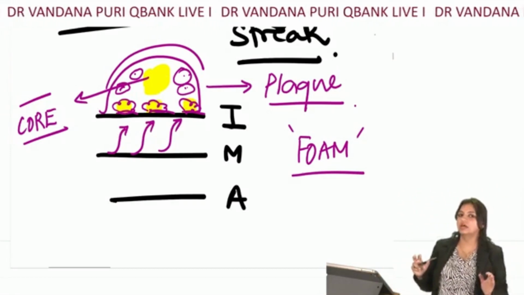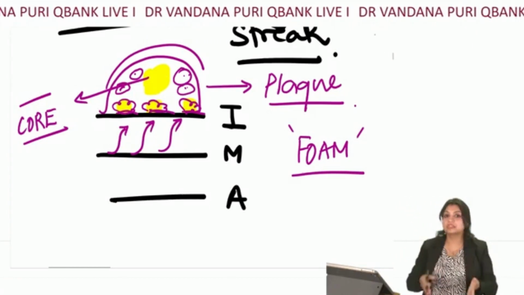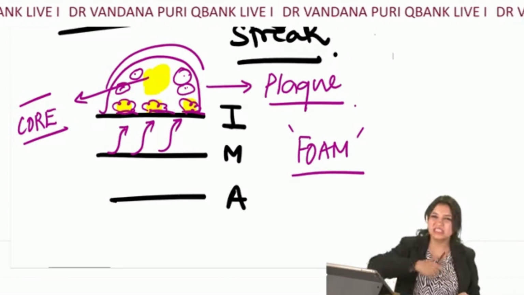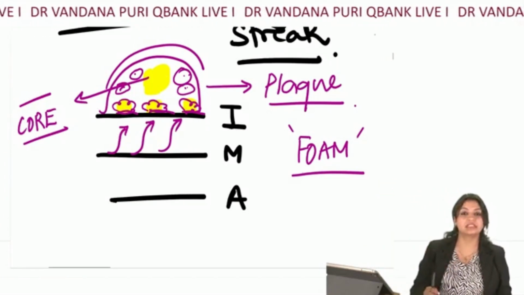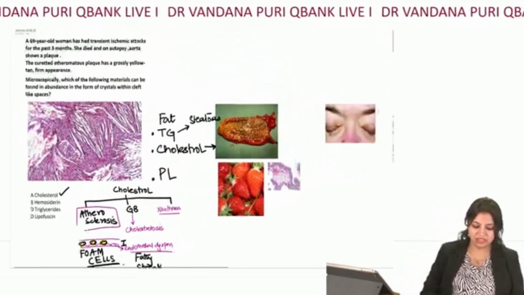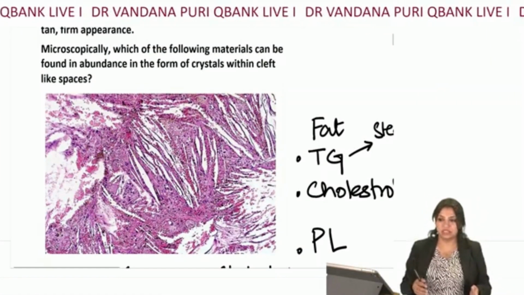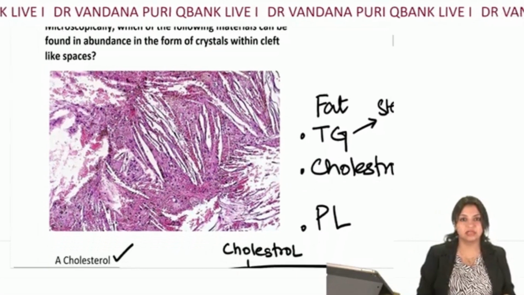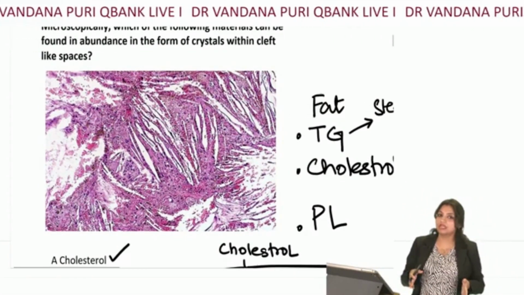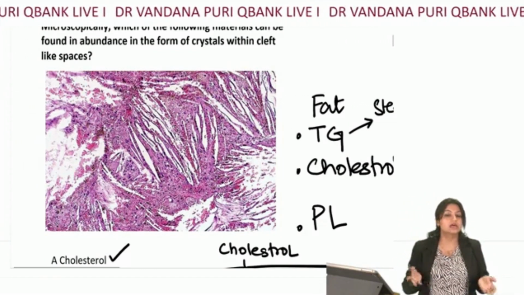So intracellular cholesterol is already there as foam cells, so nothing happens to it. But what happens to the extracellular cholesterol? When this is washed off, it leaves random clefts. It appears like this. Can you see this? Random clefts are appearing. And what is present in this random cleft, if somebody asks you? Cholesterol.